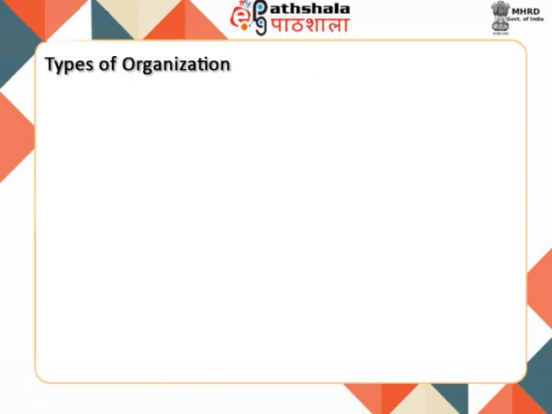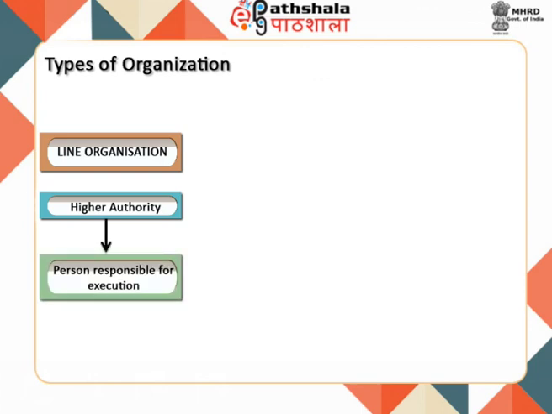Important to have knowledge of types of organization. The size and nature of the enterprise may be the basis for different types of organization, but broadly, the organization may be of the following categories. 1. Line organization. It is called line organization because the directions are issued from the higher authority to the person responsible for execution of work in a straight line or vertically. This is the oldest type of organization, also called military organization.